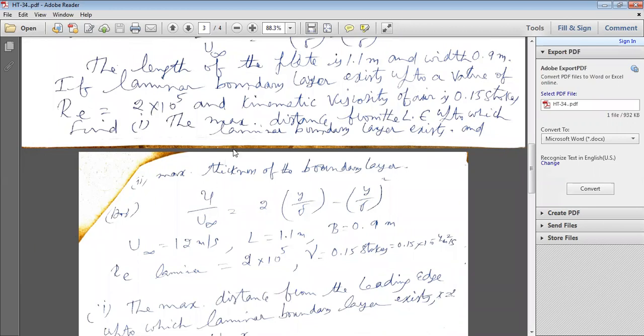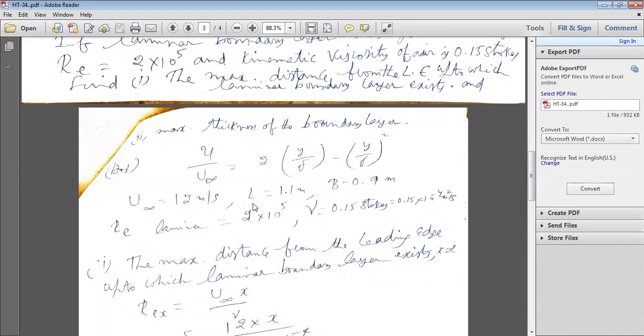So first, up to what value of x from the leading edge laminar boundary layer exists. You are not given the x value. You have to find out the x value. And at the maximum distance x value, what is the maximum thickness of the boundary layer? That is the delta value. Here you have to find out the maximum thickness of the boundary layer, that is delta value.